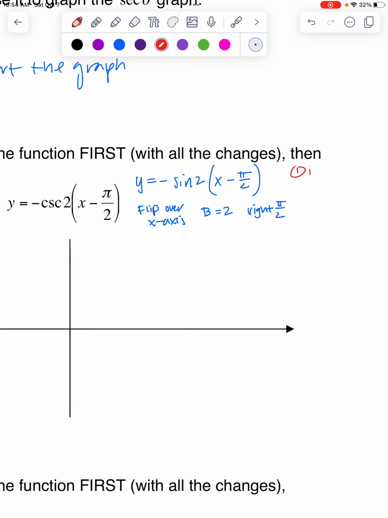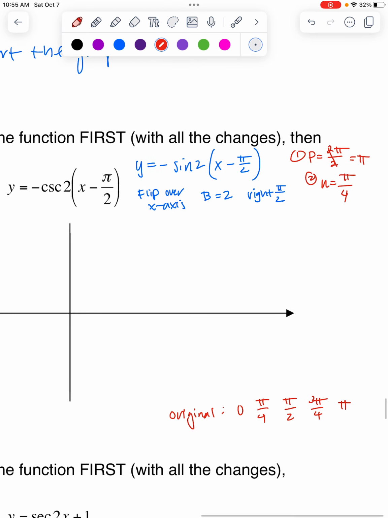So first start with your period change. We have p is equal to 2 pi divided by 2. So our new period is pi. And our new unit is going to be pi over 4. So I would do some math down below. We have our original 0, pi over 4, pi over 2, 3 pi over 4, and pi. Again, we are going right pi over 2, so I'm going to add pi over 2 to all of these values. So we're going to first start with pi over 2.